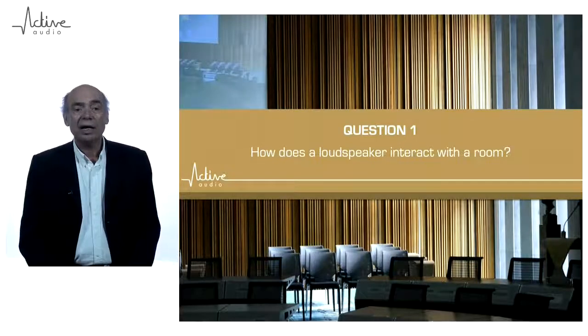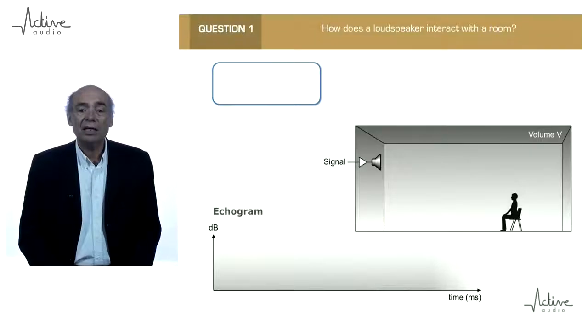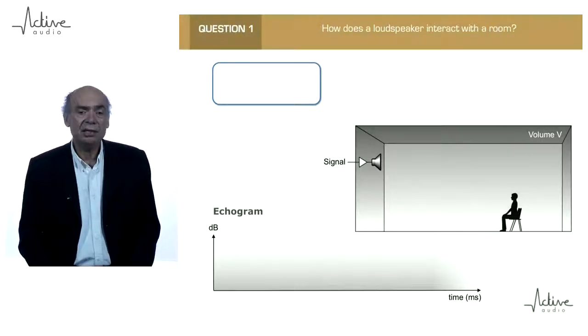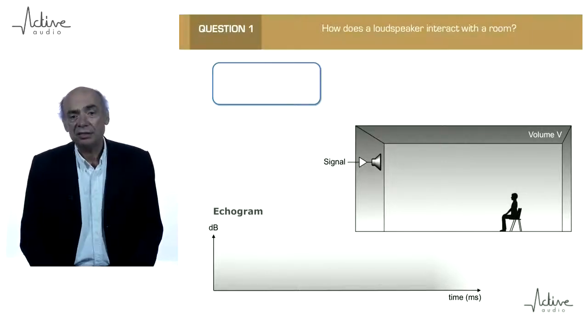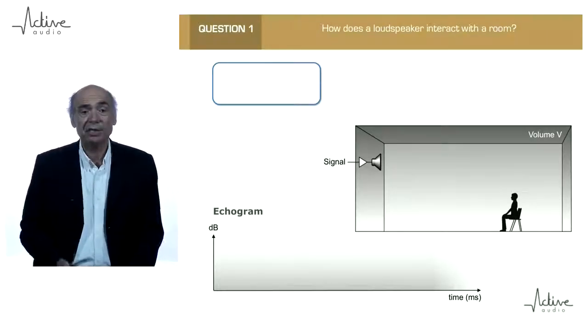Question number 1. How does a loudspeaker interact with a room? Let us consider a room with a given volume V and reverberation time T. There's a loudspeaker somewhere and a listener somewhere. And we're going to look at the echogram, the sequence of echoes that reaches the listener coming from the loudspeaker.